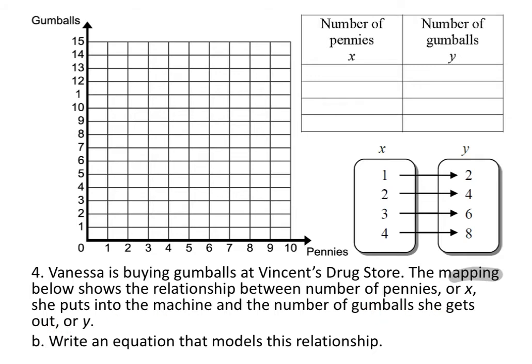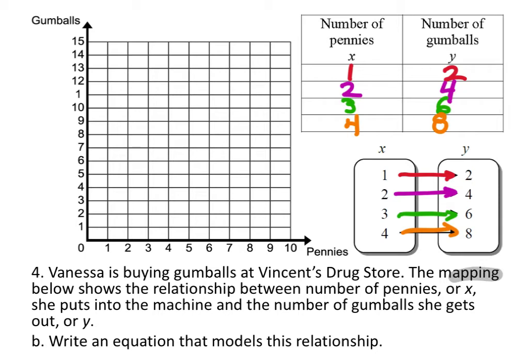So for example, this first line, it's from 1 to 2. It maps going from 1 to 2, meaning that Vanessa put in 1 penny and got 2 gumballs out. And then the next time she goes, she puts in 2 pennies. How many gumballs? 4. So 2 pennies, 4 gumballs. And then the next time she goes to Vincent's drugstore, 3 pennies, but 6 gumballs. And the last time she puts in 4 pennies, boom, she gets 8 gumballs out. So each of those, by the way, is an ordered pair.